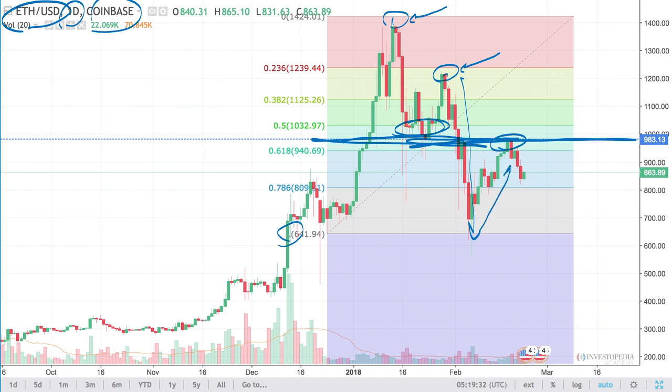And I want you to consider that, and the reason for this is that people who had been buying at this support level are now breaking even when it gets back to this price. So in order for them to break even on the trade, they have to become sellers, and that creates a resistance level here in Ethereum.